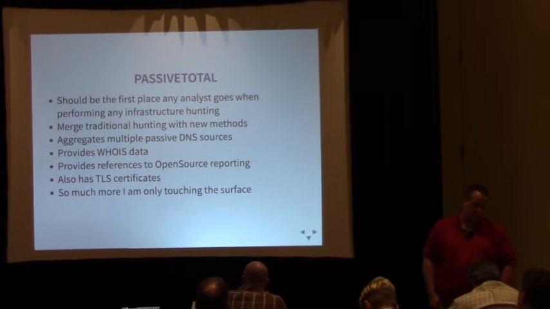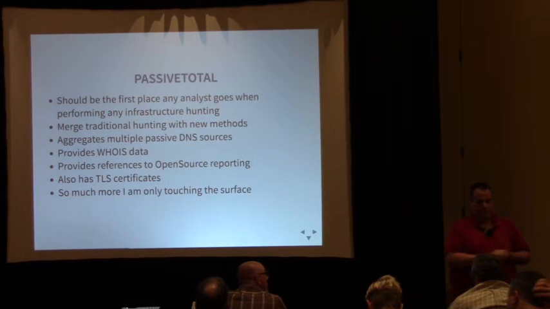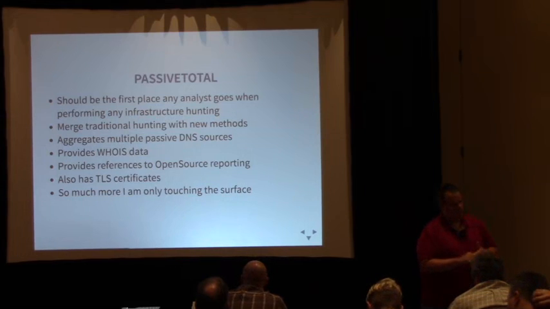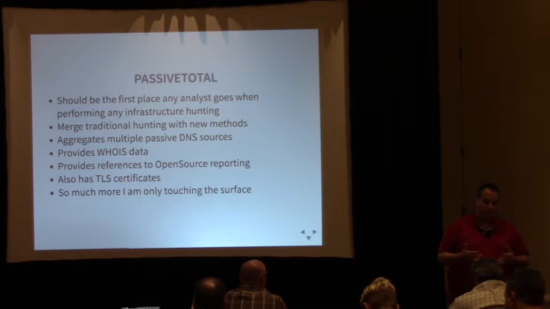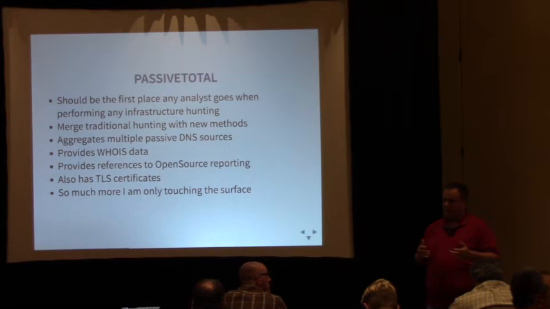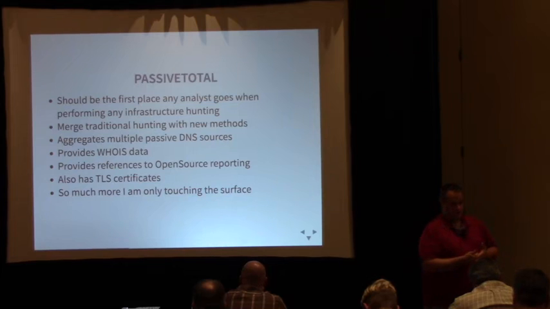So, passive filtering. I think this should probably be the first place for any new teams that don't already have a passive data capability, meaning you don't already have Farsight or all these different data sources. The team behind PassiveTotal knows what it means to be an analyst. They've tried to build a platform that allows analysts to quickly get to data and figure out what's going on. So they've merged a lot of the traditional hunting methods that I've talked about, the passive DNS, the Whois. They also do these TLS certificates.